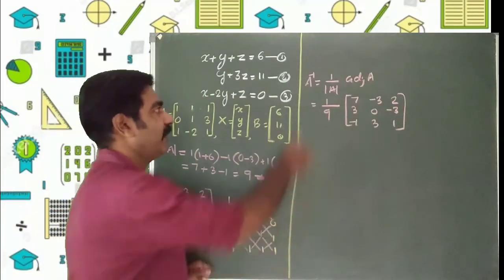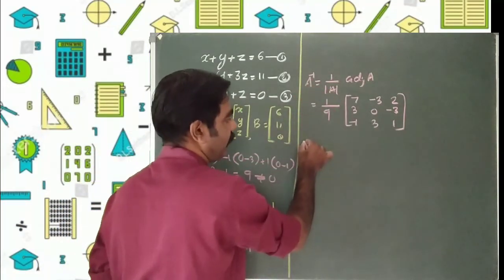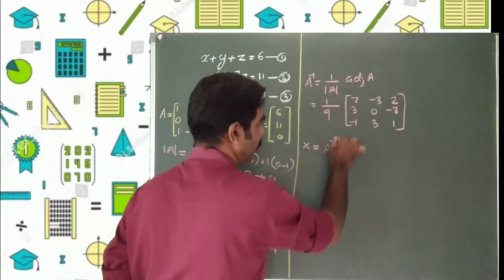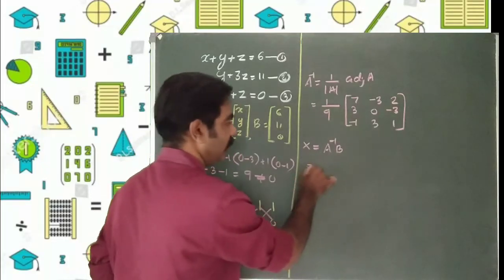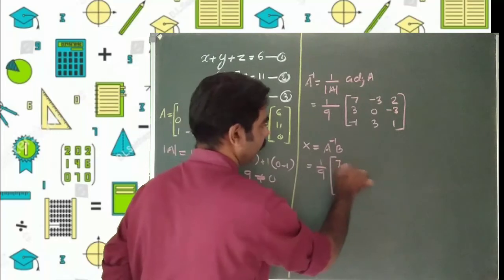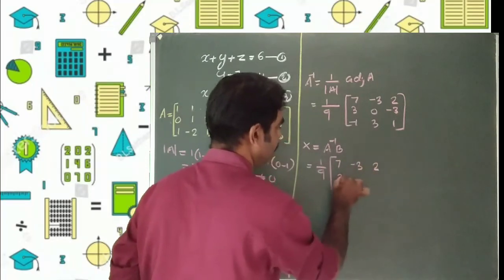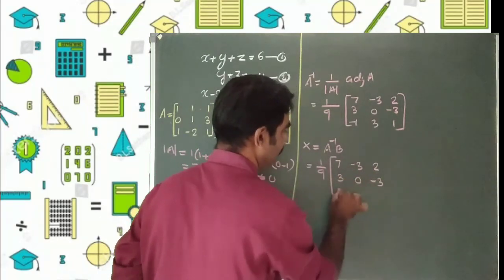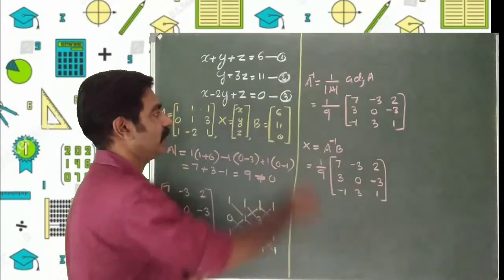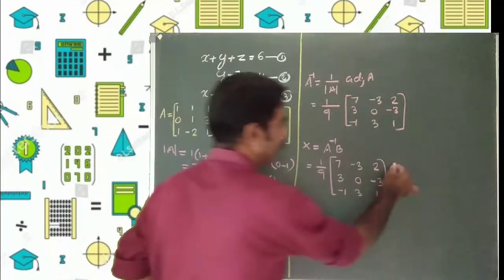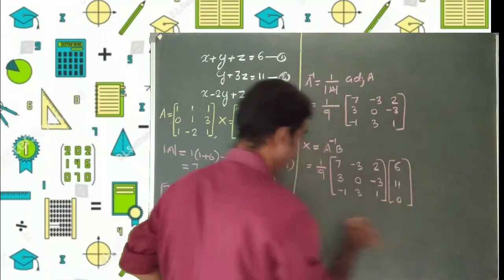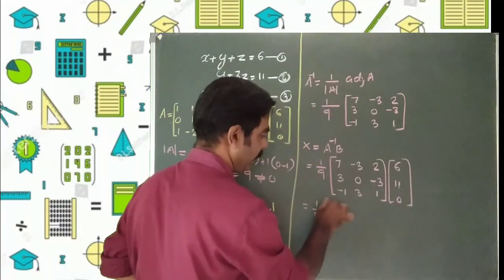Now after getting A inverse, we have to find X. What is the formula for X? X is equal to A inverse into B. That's equal to 1 by 9 into the matrix [7, minus 3, 2; 3, 0, minus 3; minus 1, 3, 1] into B. What is B? B is the matrix 6, 11 and 0.